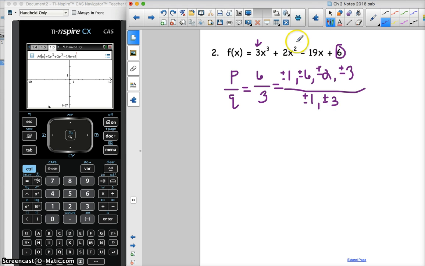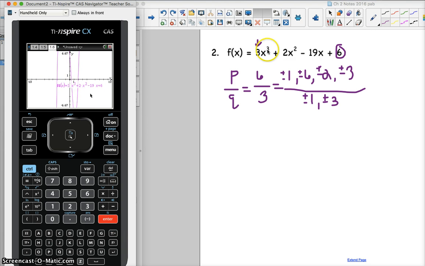So our possible rational zeros are 1 and 1/3, 6 and 6/3, which is 2, 2 and 2/3, and then 3 and 1. So we have a multitude of possible roots. Remember, all positive or negative. So remember, we could plug each of them into the function until we found a remainder of 0. But I'm giving you permission to graph these on your calculator. So let's graph this function now.